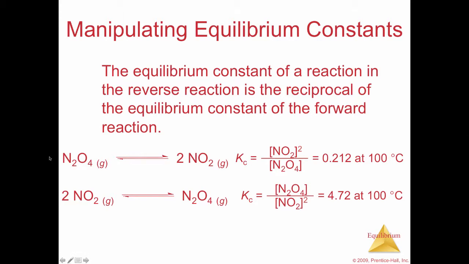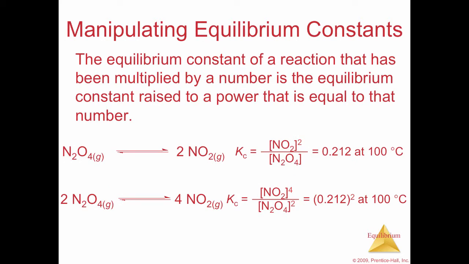So here we have N2O4, dinitrogen tetroxide, being converted to nitrogen dioxide. The equilibrium constant is products over reactants, or 0.212. The equilibrium constant for the reverse reaction, nitrogen dioxide to dinitrogen tetroxide, is simply the reciprocal of the forward reaction. The equilibrium constant of a reaction that has been multiplied by a number is the equilibrium constant raised to a power that is equal to that number.